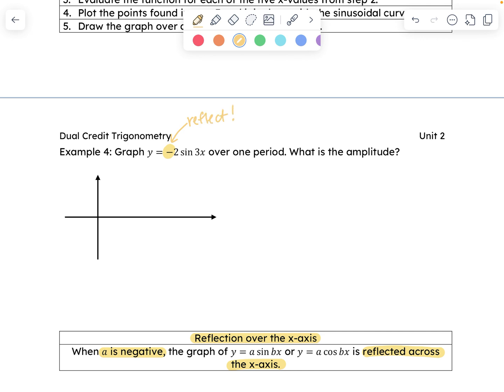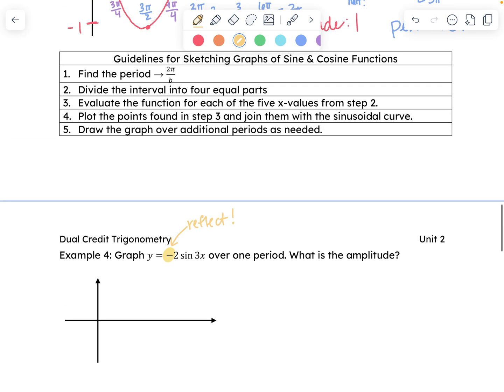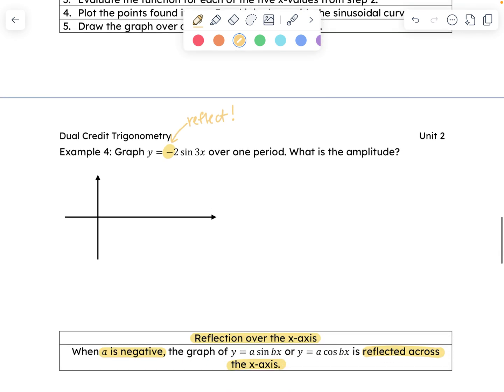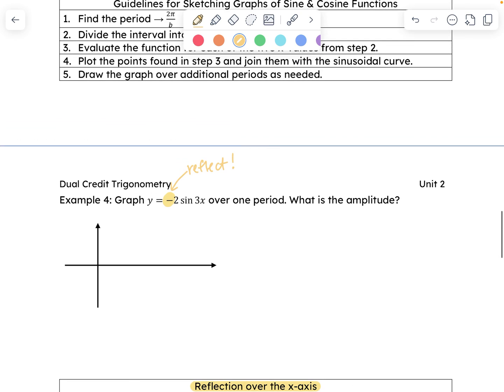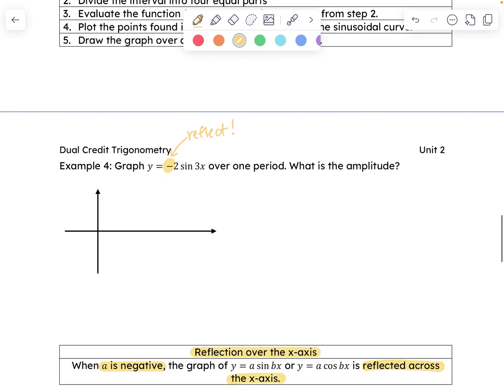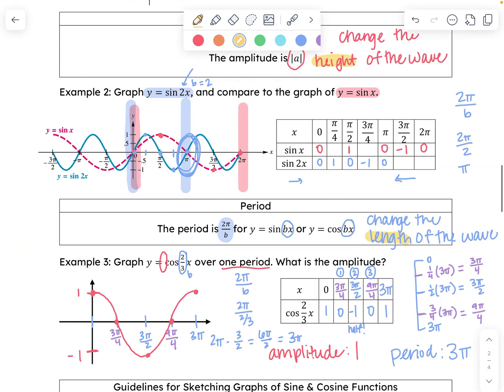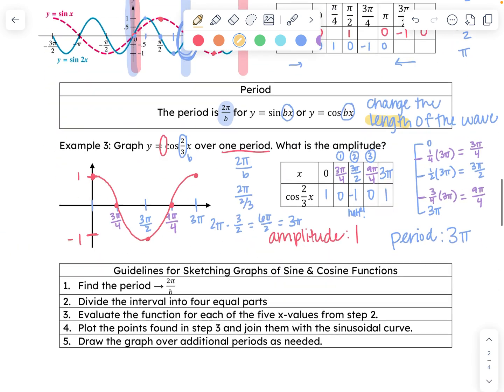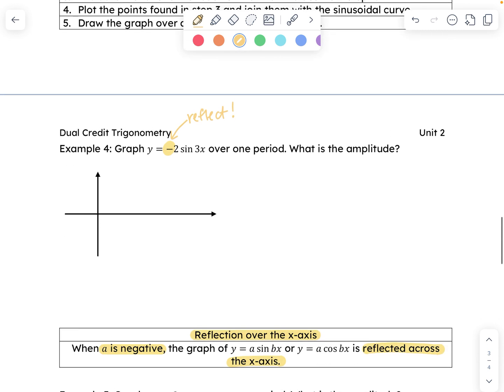So that would be the very last thing that I would deal with. I'm going to figure out all of these other steps that I set up here, 1, 2, 3, 4, 5, and then deal with the reflection. So my first step was to find the period. My period, remember, comes from that B. So that would be from this 3 right here.